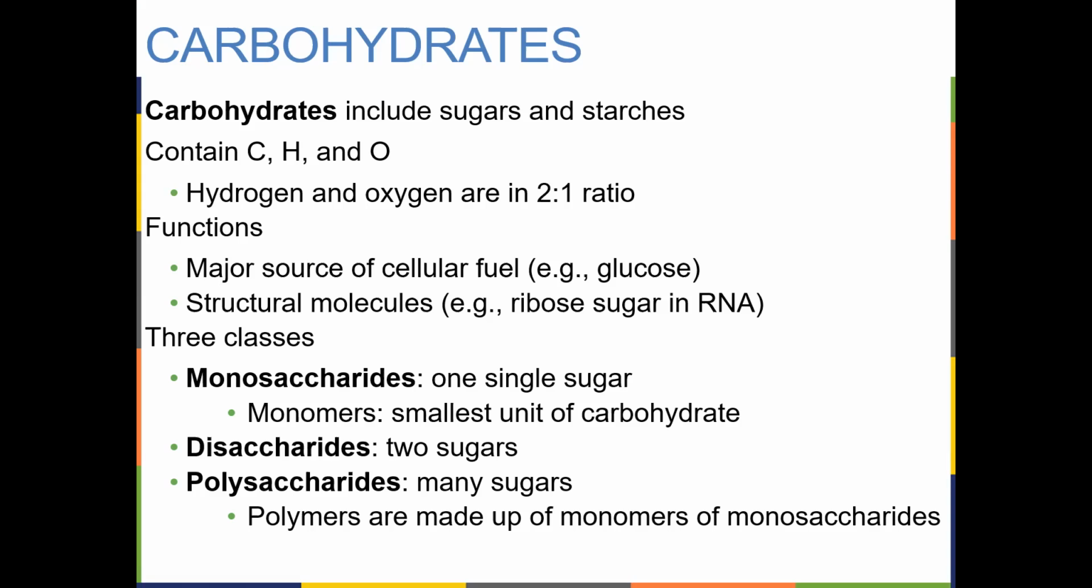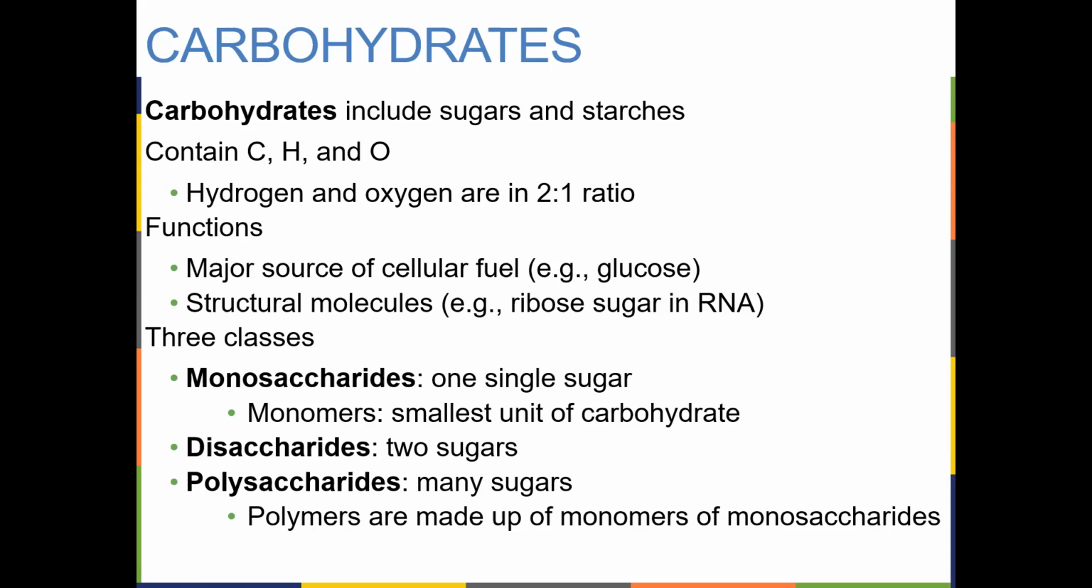Now, if you are a carbohydrate, you are in one of 3 categories. You are a monosaccharide, which is a simple sugar. You may have 4 carbons, 5 carbons, or 6 carbons. That's a simple sugar. A monosaccharide is the monomer of the carbohydrates.